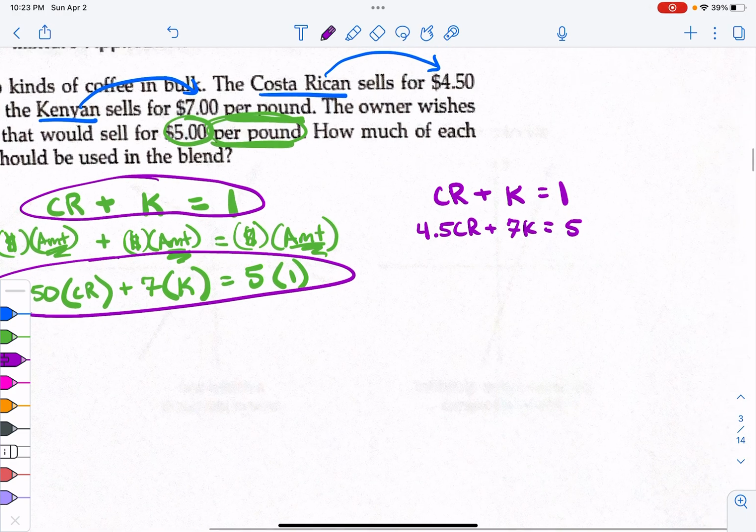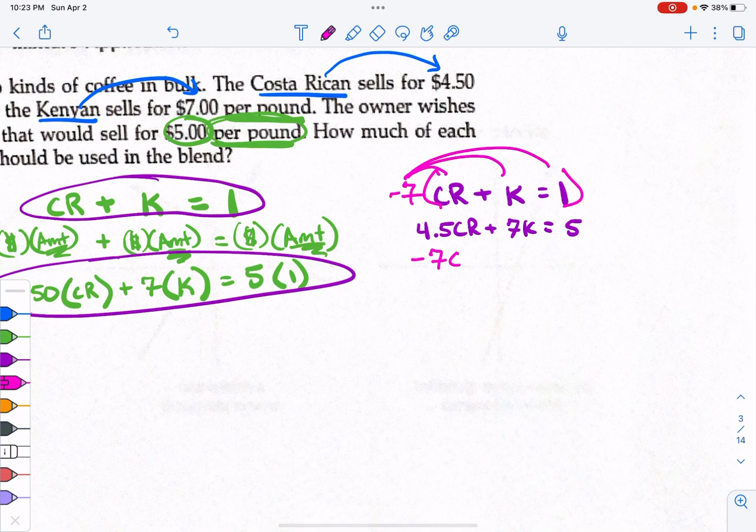Okay, I always like to do elimination if I can. You go ahead and do substitution if you want to, but I'm going to multiply this top one by -7 to get rid of the K. Okay, so -7 CR minus 7K equals -7. Okay, and then I have, this will become negative, I gotta think now, 2.5 CR. The K is gone, and this will be -2.